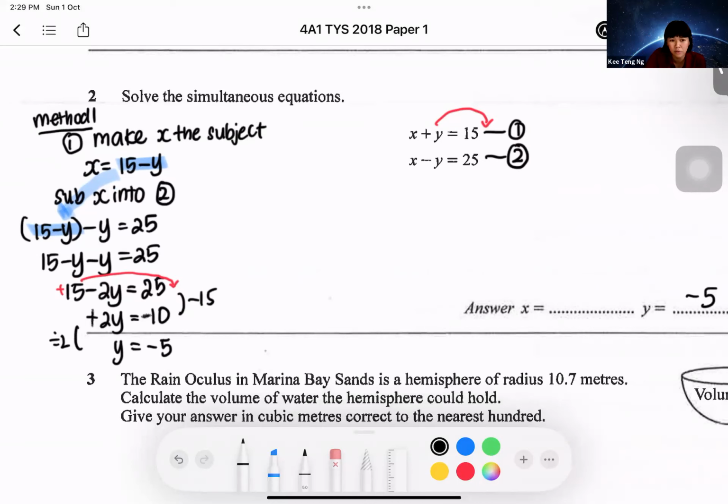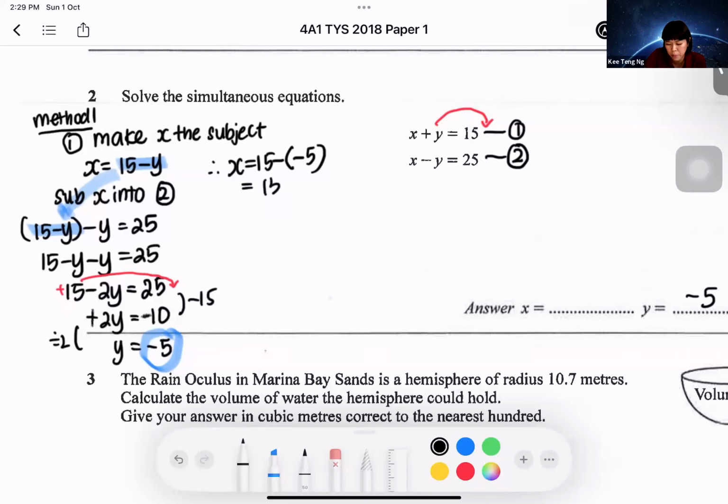But this is not the final answer. Since Y is known, we need to substitute this back into our X to find the value of X. So in this case, X equals 15 minus Y, where Y is the number 5. So 15 minus 5.